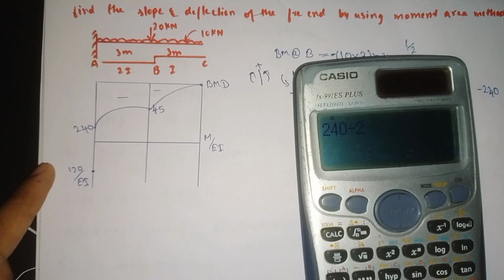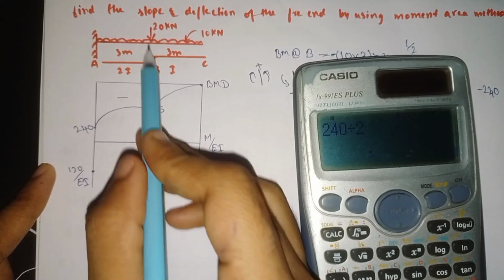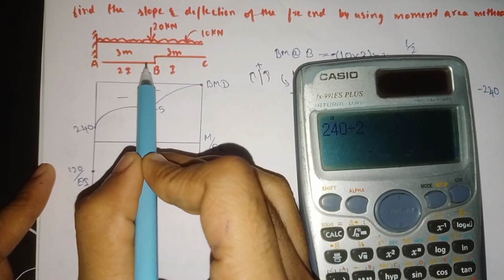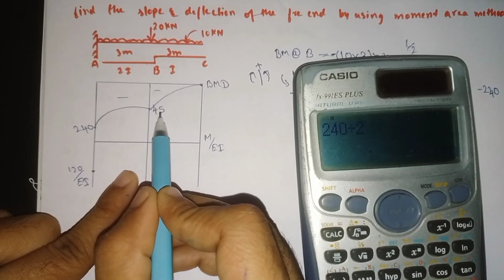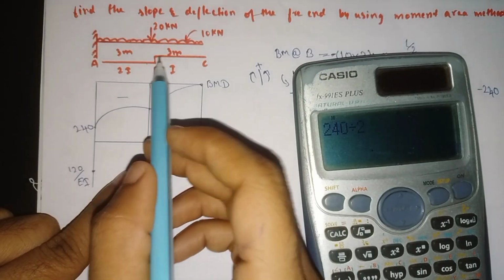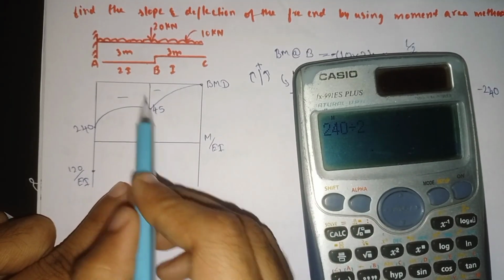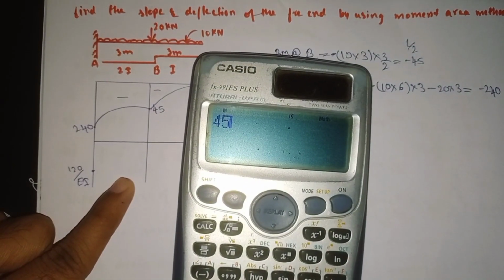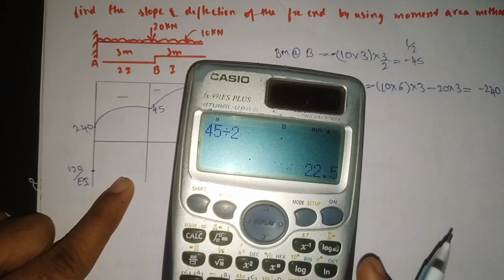Here 2I is related to point B. We need to divide 45 by 2I, and later also divide 45 by I, so we need to do it twice. I will show you one by one. First, 45 divided by 2I: 45 divided by 2 comes out as 22.5.